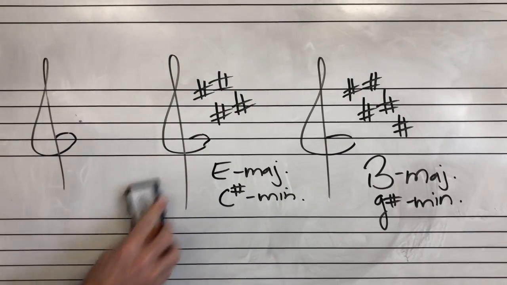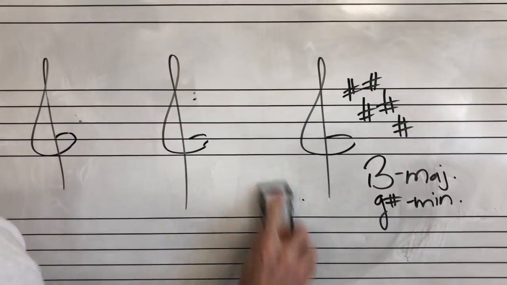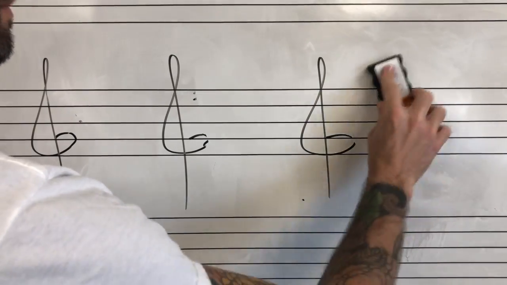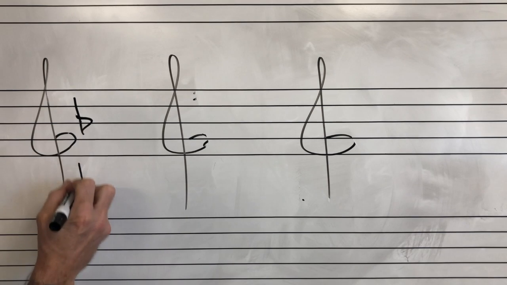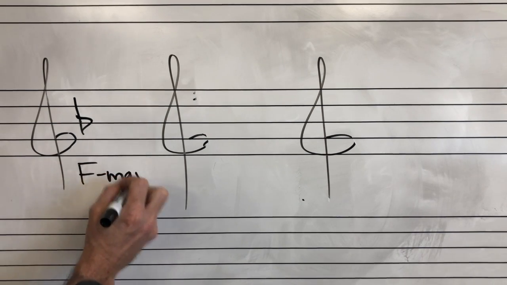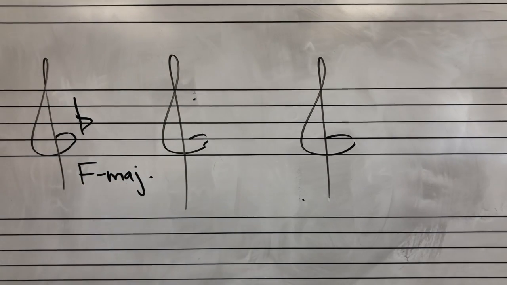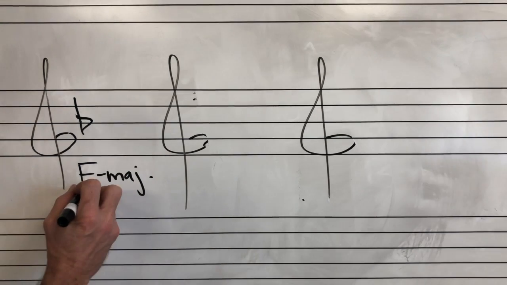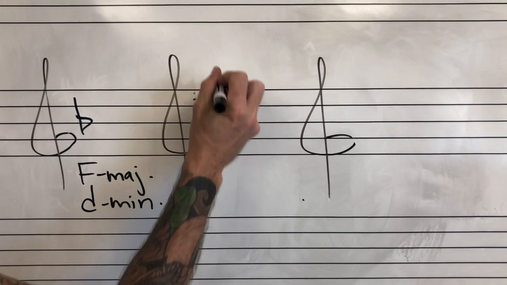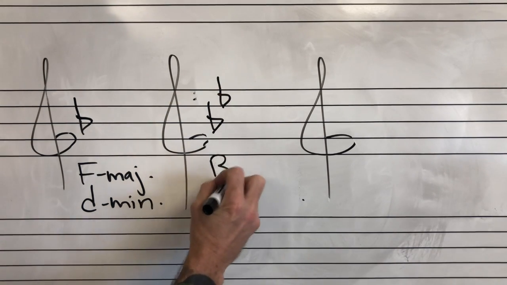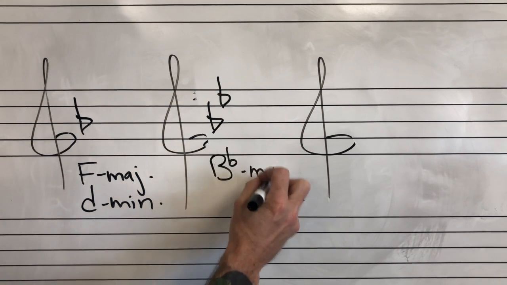Let's go through the flats. What scale has exactly 1 flat in it? F major, you got it. If I drew that scale out, went to scale degree 6, I would find the note D. If I rewrite that scale beginning on D, it's D minor. Therefore, F major and D minor are relatives.